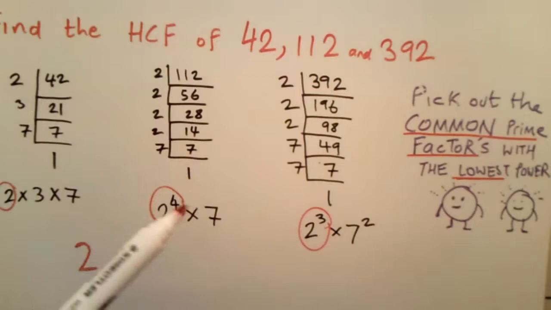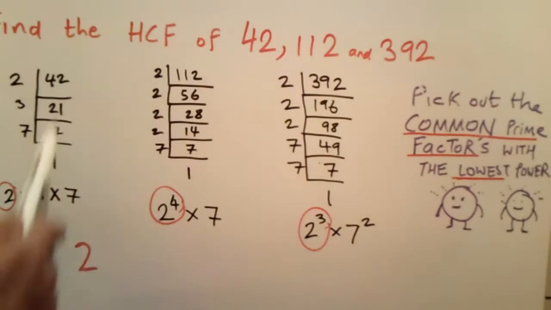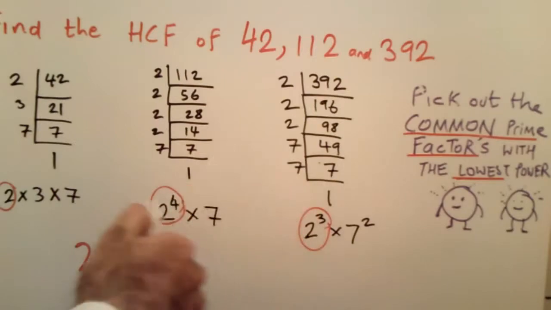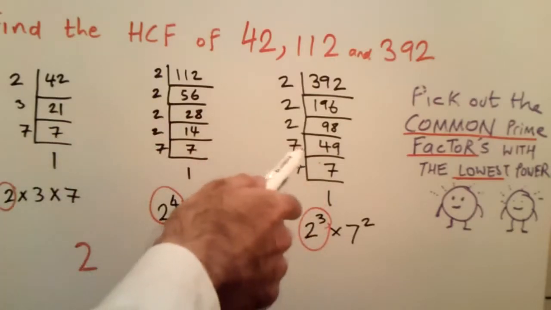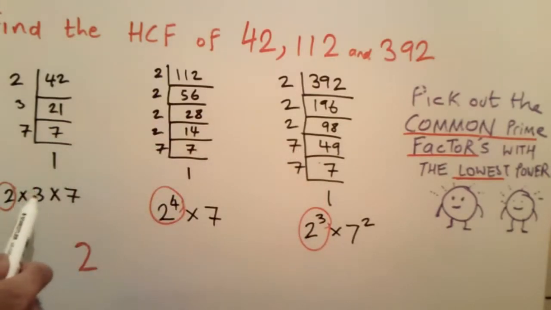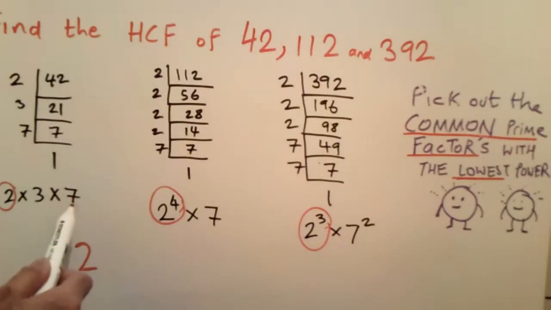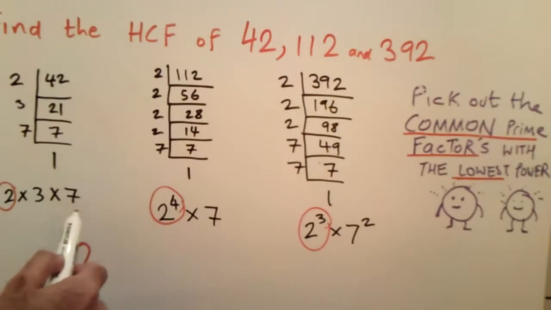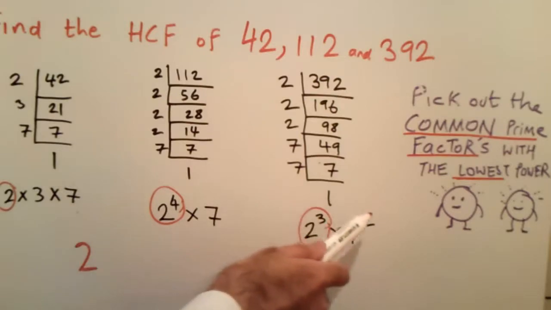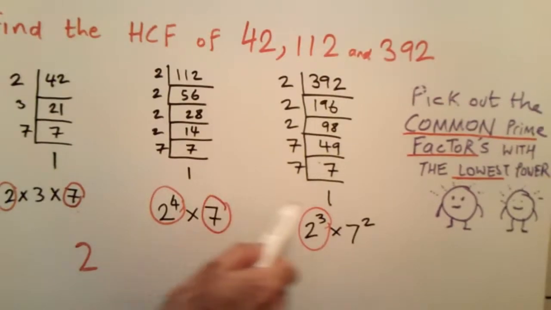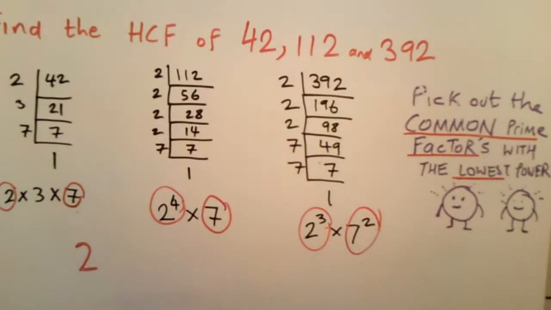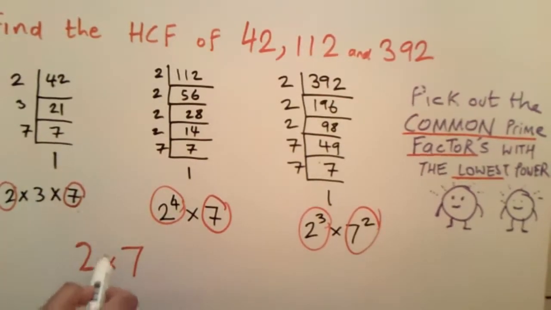Okay, what other number have we got that's common in all 3 of our prime factors that we've found? The solutions for all 3 of our numbers. Is 3 in all of them? No. What about 7? Yeah, 7 is here, and 7 is in here, and 7 is here also. So yeah, we've got a 7 there, and a 7 there, and a 7 there. Right. So we write down 2 times 7.